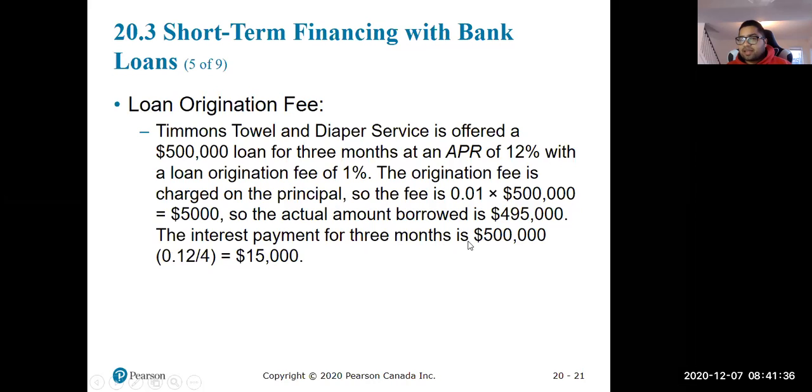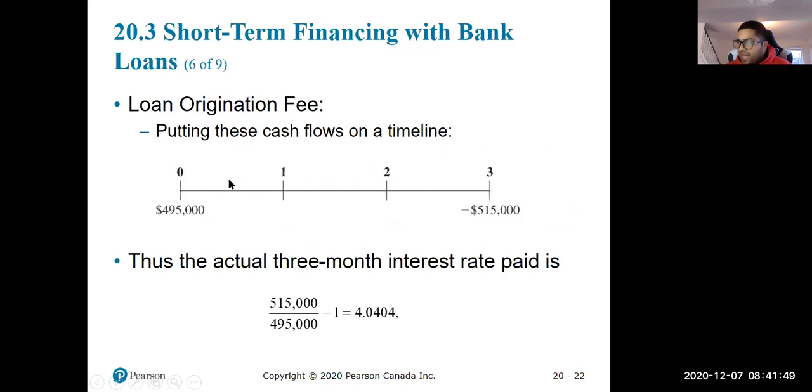The interest paid for 3 months is 12% times 500,000 divided by 4, because 12% is the yearly interest and you are charged interest only for 3 months. So 15,000 is the total interest. How will the cash flow look? You're borrowing for 3 months. You will get 495,000, and you will pay 500,000 principal plus 15,000 interest. So you borrow 495 and you pay back 515.